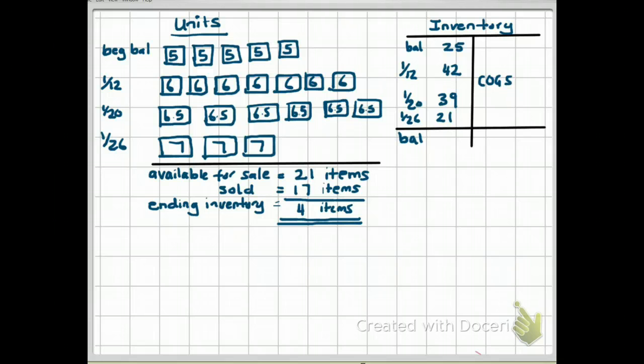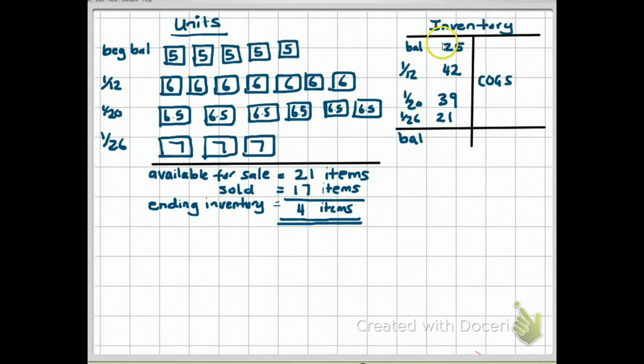So the number of units available for sale, which we know is 21. How do we get 21? If you add up all these boxes, you get 21 items. And we also need to find out the cost of those items that were available for sale. How do you find those? We have them right here in our T account.